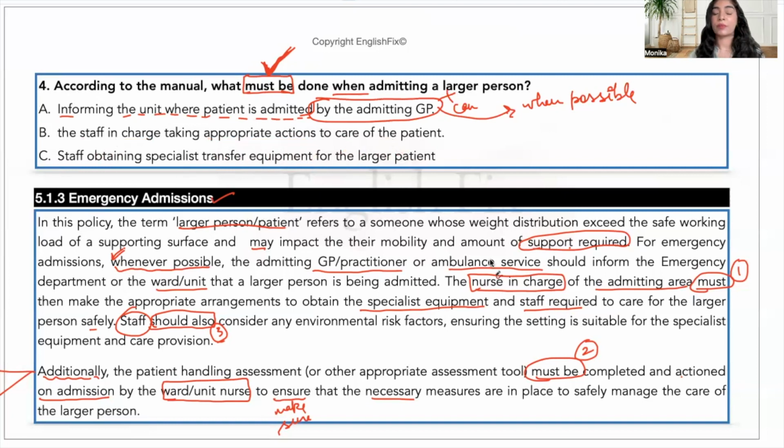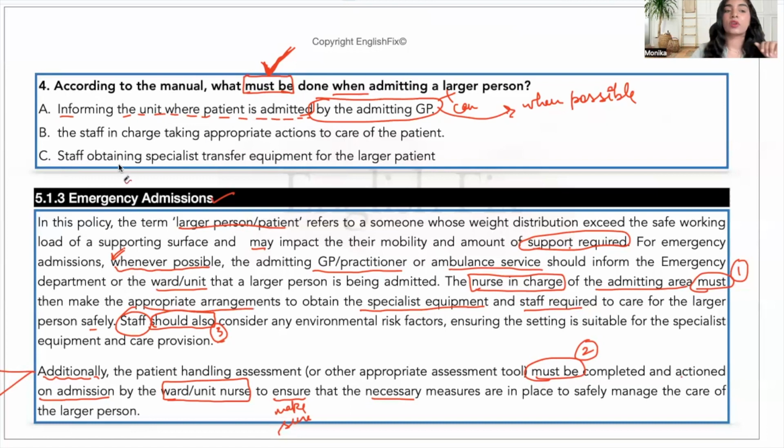The staff in charge could be the nurse in charge, and they could be taking appropriate actions to care for the patient. Yes, because to care for the patient, you must make appropriate arrangements. That includes specialist equipment and ensuring that there is proper staffing available to help that patient. To care for the patient, that's how you do it. So they have used a general term to include the different meaning of special equipment and staff required. So I don't have any issues with answer option B. But if I find an answer option which is even better than answer option B, then I might choose that.